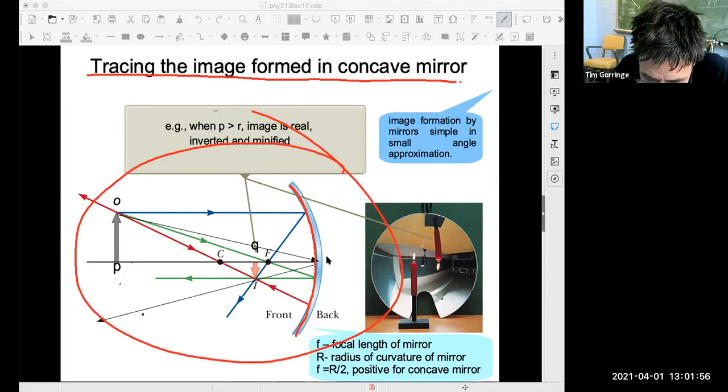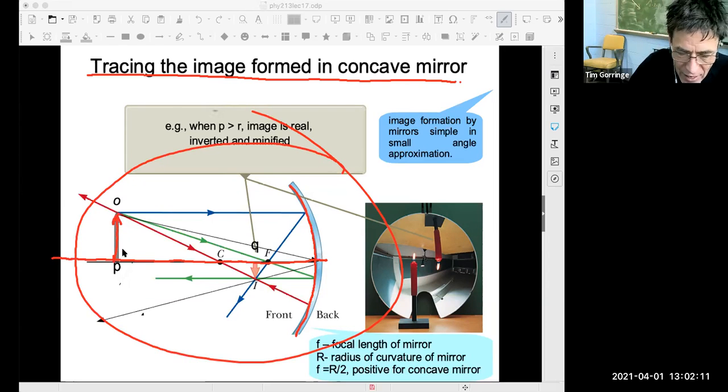So we've got the mirrored surface. We've got the optical axis straight through the center of the mirror and perpendicular to the mirror. And then we've got an object. It's a tree or you or me or whatever it is. And I've placed it over here on the left. I've denoted it O for object. Its position is P for the object position.